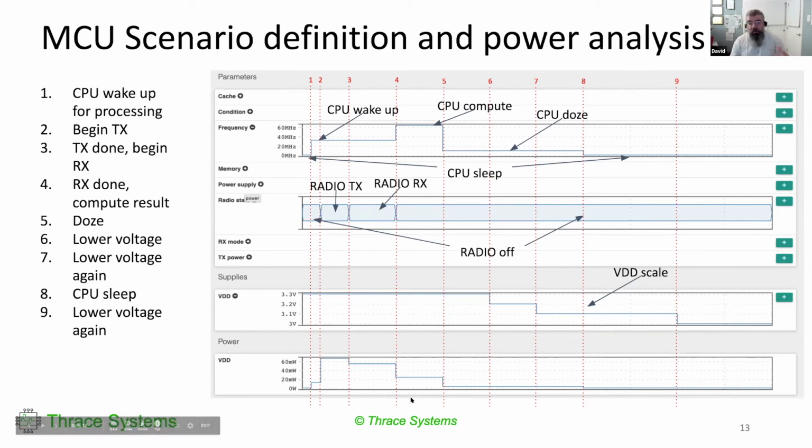From that we can get the current waveform. We can get the charge as well, the energy consumption that's required. We can see the current changes and so on. So this is what a system power model in action looks like in time.